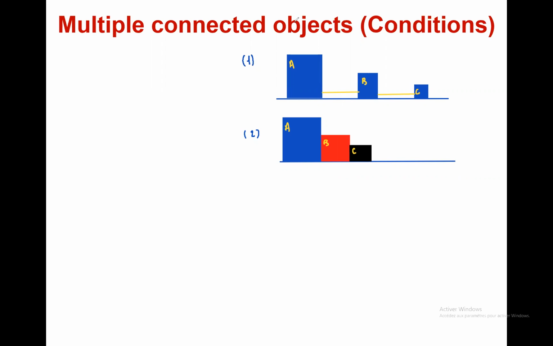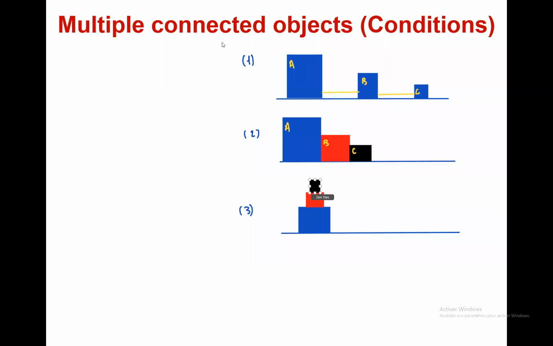And the third case, we have A, B, and C in this position. Maybe you have 3 objects or 2 objects, it depends on the problem. But I am studying here the case where the objects are in the same direction, on the same plane. We don't have 2 dimensions here.